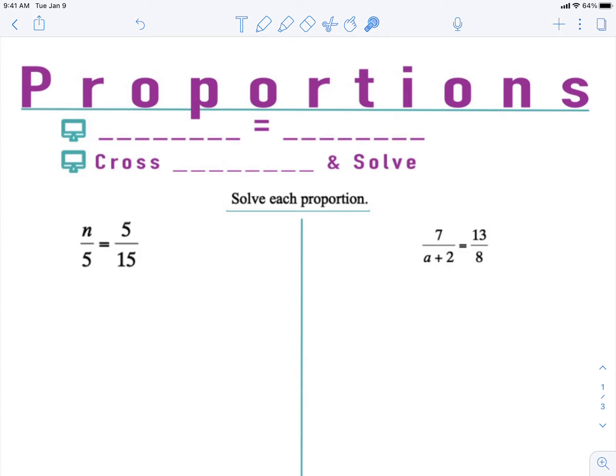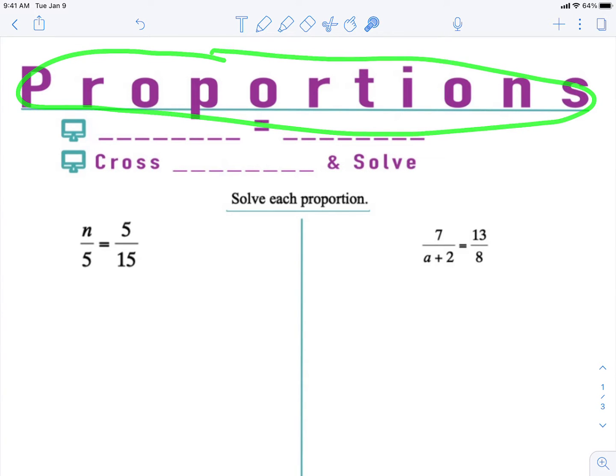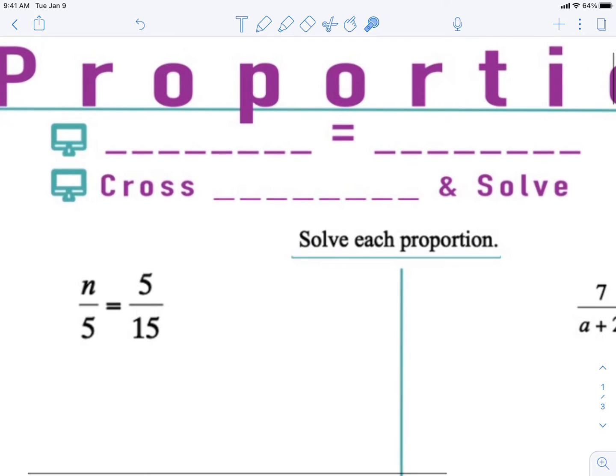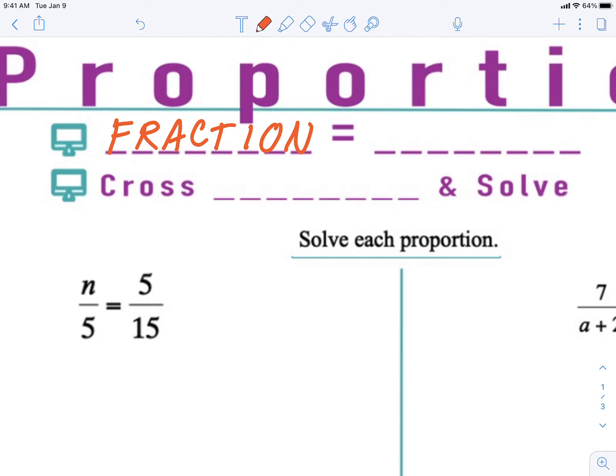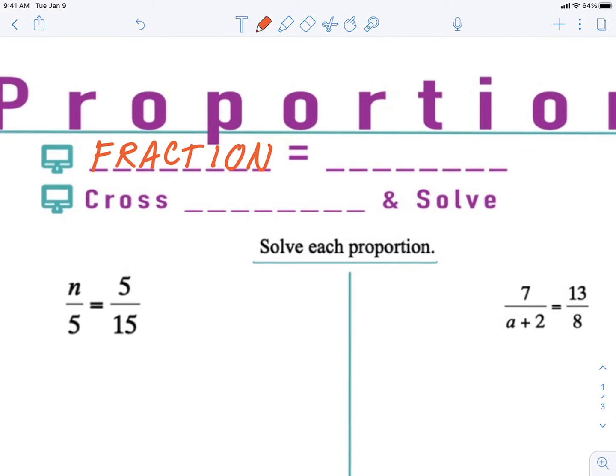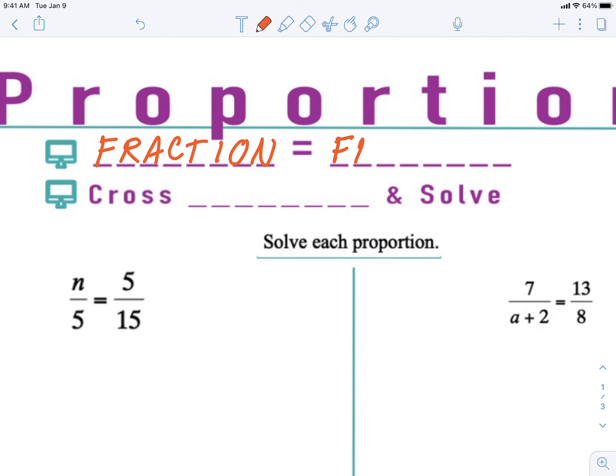Like I said, the notes today are called proportions, right? There are two things that we need to know about proportions. The first thing is a fraction equals a fraction. So you have to remember that. A fraction equals a fraction, okay? That was point number one.